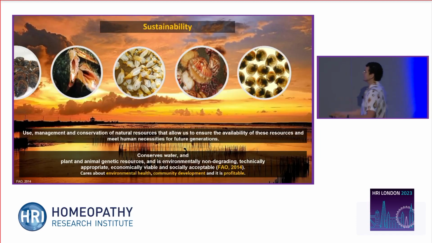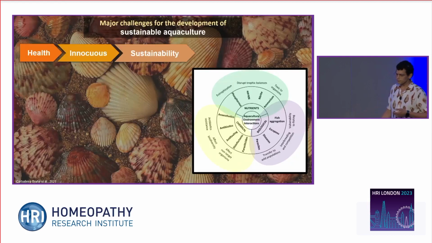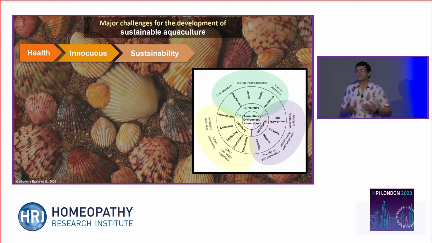Understanding sustainability as something where you can take a benefit of natural resources, but you have to make sure that those natural resources are going to be available for future generations. We have to care about environmental health, we have to care about community development, and of course, we have to care about profitability because we want to make money with this activity also. However, it's not that easy. We have some major challenges in aquaculture production in a sustainable way.